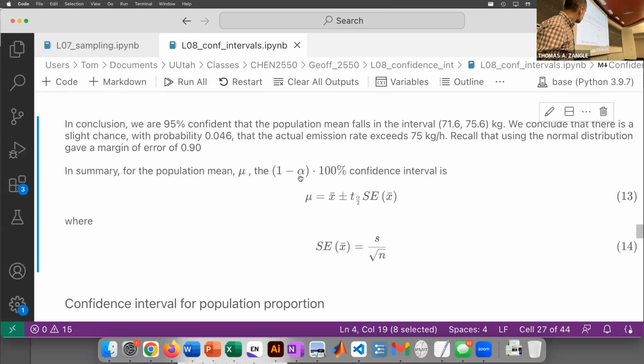In summary, what we've shown is that for a population mean, the (1 minus alpha) times 100%, or the 1 minus significance level percentage confidence interval, is given by the mean of the sample plus or minus the t statistic for that significance level over 2 times the standard error. Again, our standard error was our sample standard deviation over the square root of n.